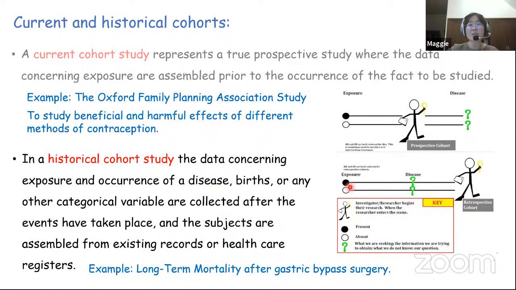For example, the long-term mortality after gastric bypass surgery. So here, the exposure is the gastric bypass surgery, right? And then the outcome would be dead or survive. So we collect the data from the gastric bypass surgery and monitor if they are dead or survive. And then go back to divide them into different groups and then do the analysis. That's kind of a go-back study. So we call that a historical cohort study.